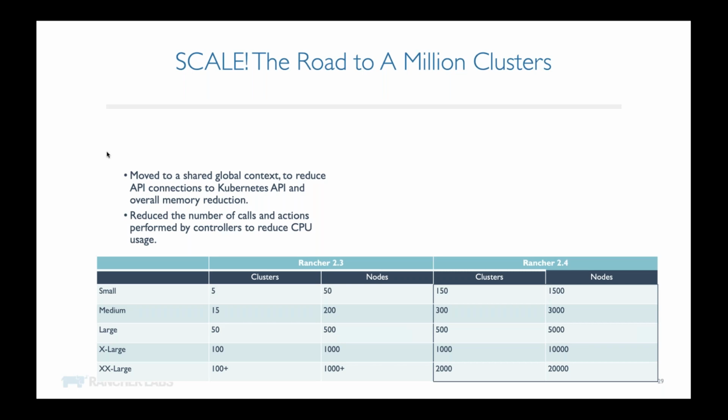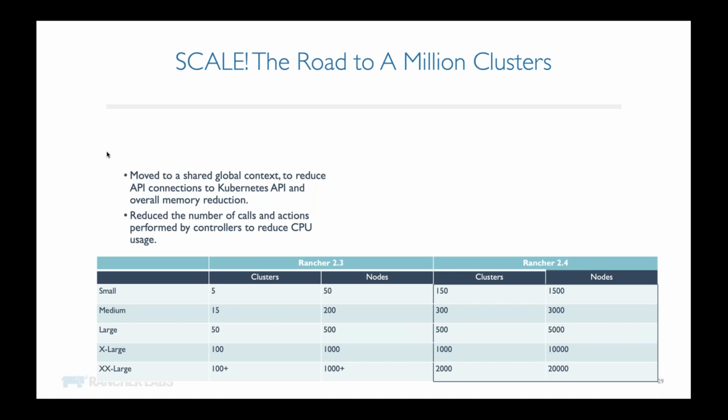And to do that, we spent a lot of time diving into the code and just looking for things where we needed to optimize. One of the big ones we found was that every cluster was getting its own copy of the global context. So we changed that so now they share a global context, which has reduced the memory footprint overall. We looked at all of the controllers. Rancher is performing a lot of operations in the background, keeping things in sync and observing what's going on in the downstream clusters so that we can report and aggregate all that information for you and give you a multi-cluster view of your world.